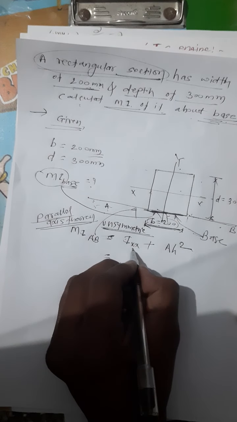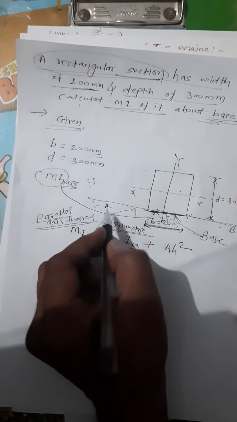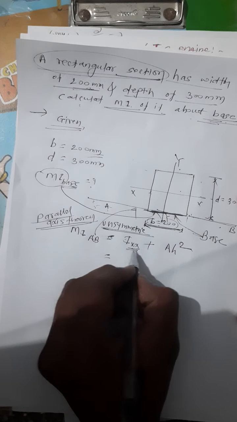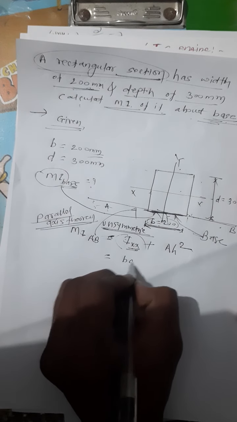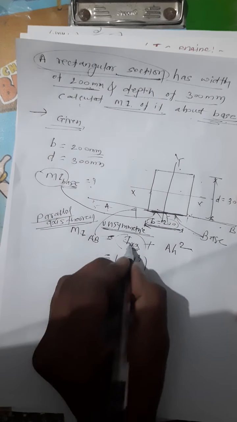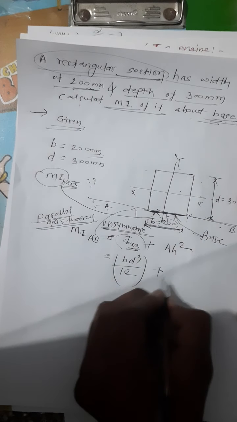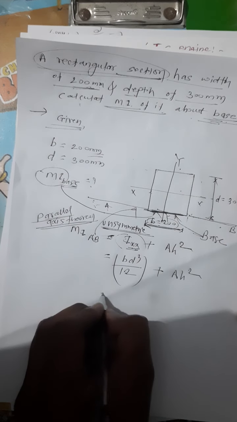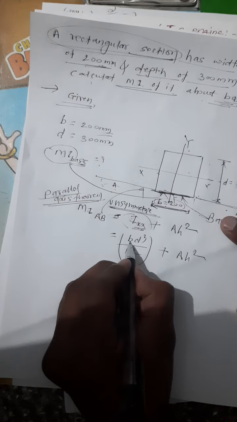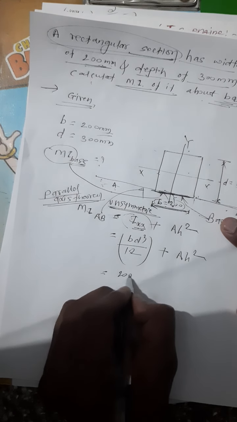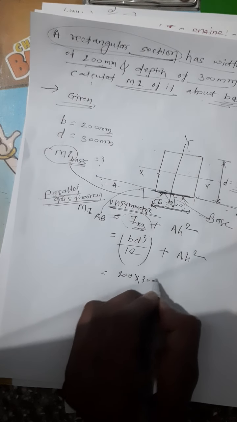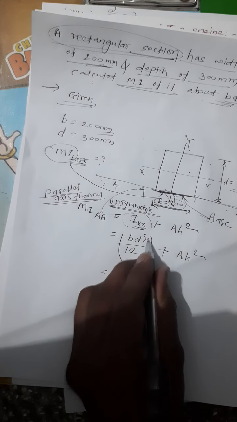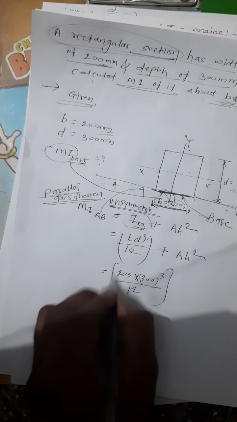What is Ixx? For a rectangular section about its own axis, Ixx is BD cube by 12. So this is Ixx plus A into h square. What is B? B is 200. What is the depth? 300. So 300 raised to cube divided by 12.